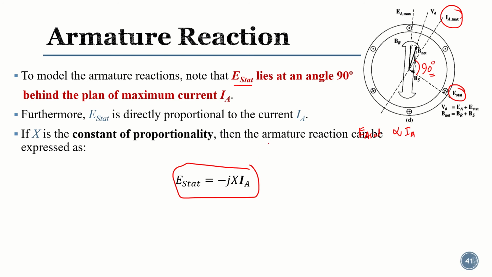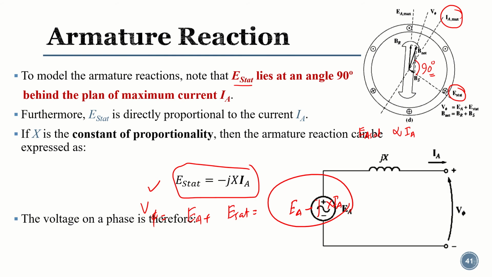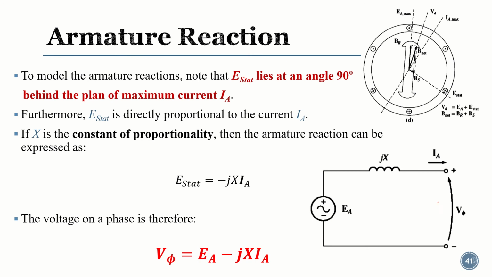So if we write the total voltage, that is EA plus E stator, it will be EA minus jX times IA. That will be my actual terminal voltage, or load voltage. And if we draw the equivalent circuit, it will look like this: the phase voltage is equal to the EA voltage minus the voltage drop here, which is jX times IA. So that will be our terminal or load voltage.